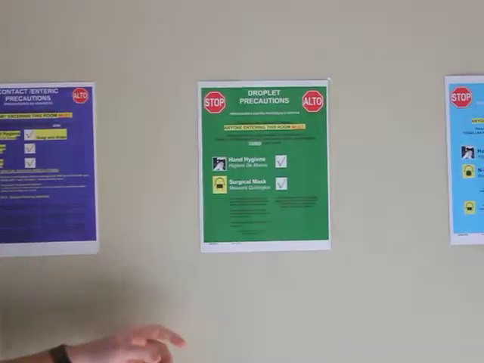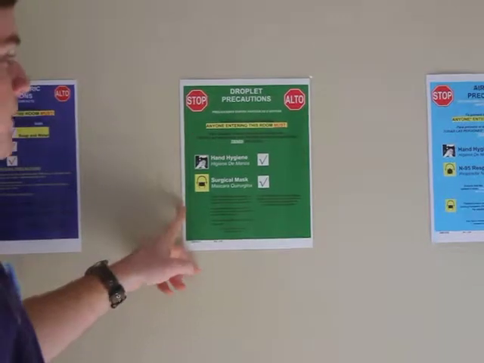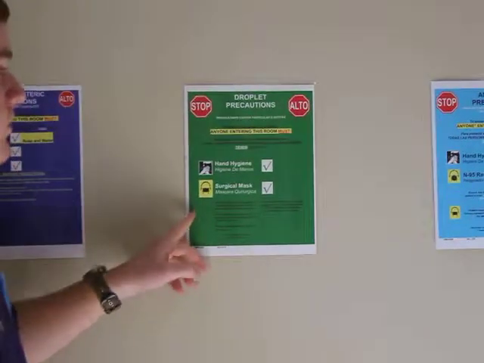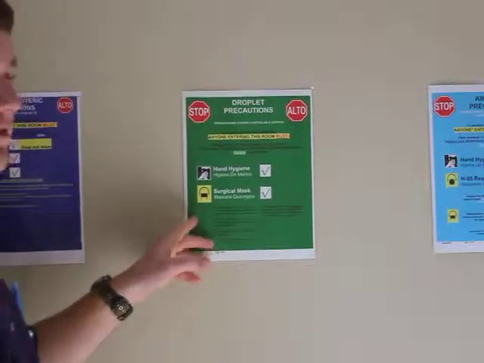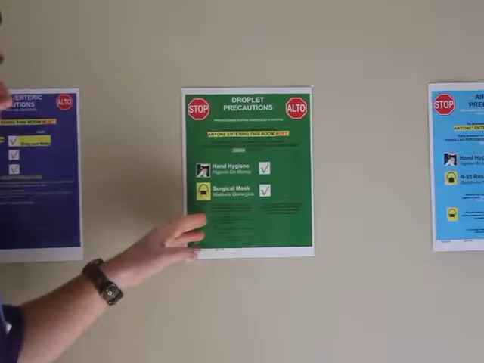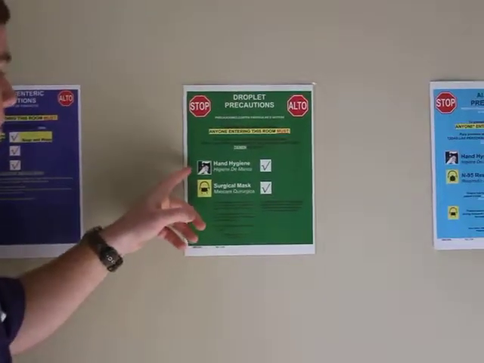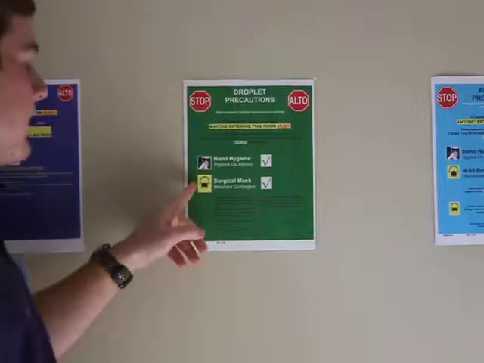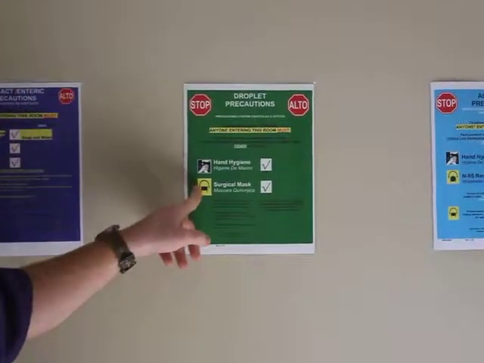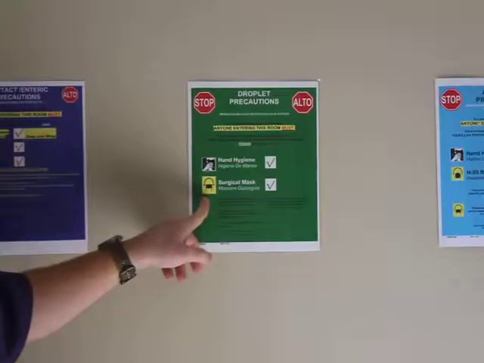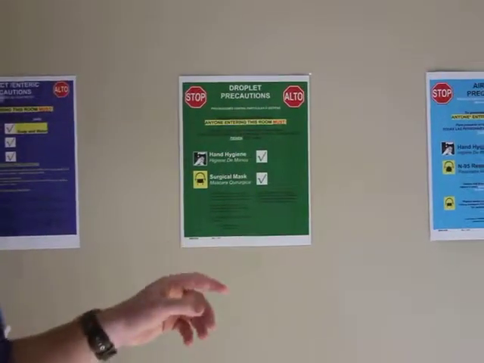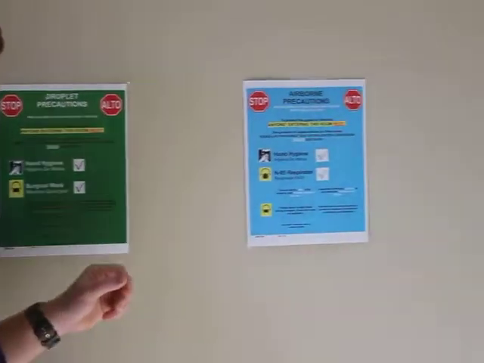Our next sign is the droplet precautions. This patient has an infection in their lungs or their sinuses, and if they sneeze or get anything on you, then you could get infected. For this patient, you're going to need to wash your hands and wear a mask. And when you take your patient down the hallway, they're also going to need to wear a mask. And make sure you take yours off before you leave the room.